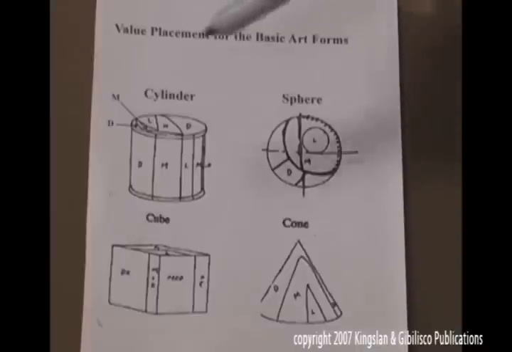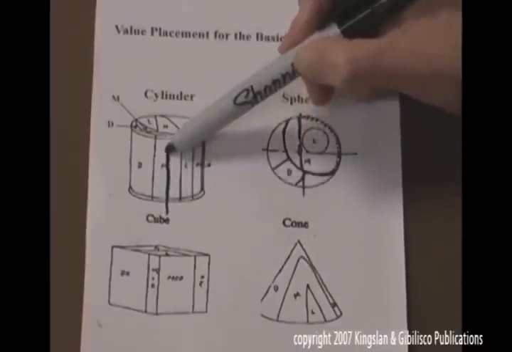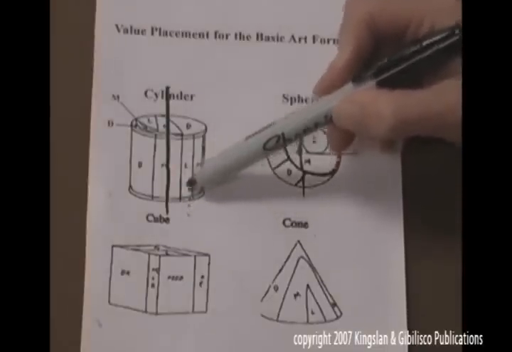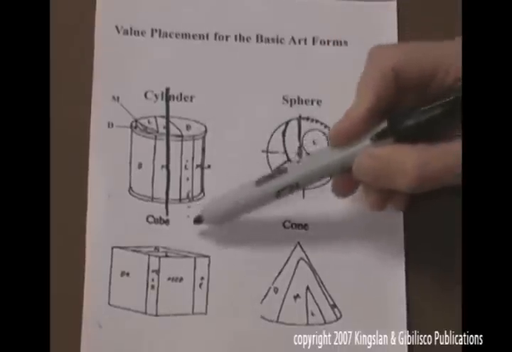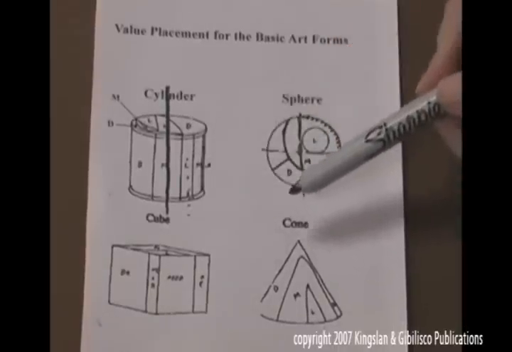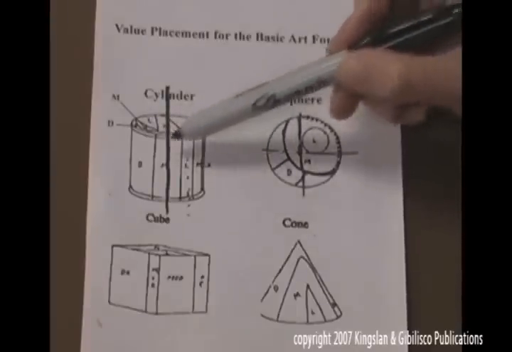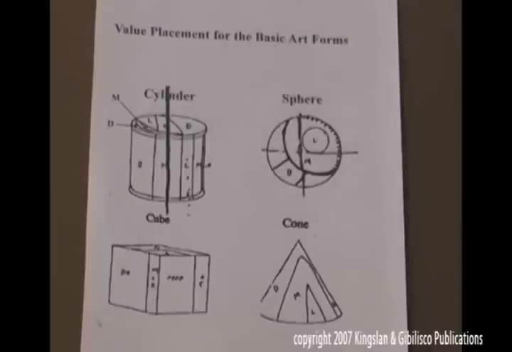Then going over to the cylinder, what you do on the cylinder and on the cone, you divide it in half, divide it in half again, and that's where your light value is going to strike, in the middle of that second division. And then we know that, again, we have that receding edge, medium on either side, and then dark on that outside edge, again because it's moving away from the light.